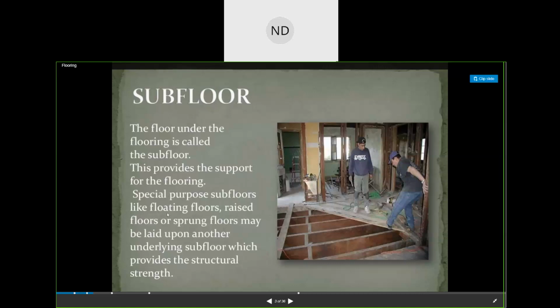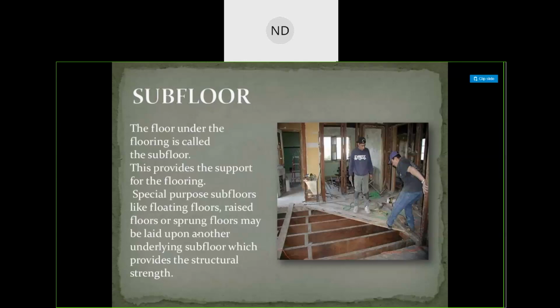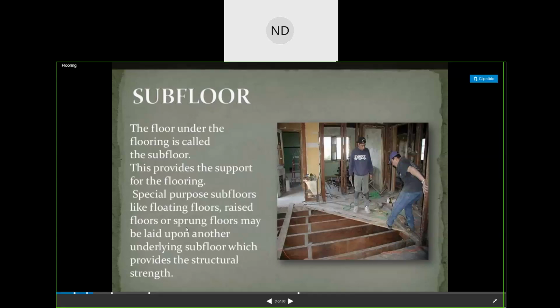Special purpose subfloors like floating floors, raised floors, or sprung floors may be laid upon another underlying subfloor which provides the structural strength. So if you want subfloors for floating floors or raised floors, when you want your floor to be raised to some extent in some places, you can raise the subfloor and then place the covering, so that can give you a raised platform.